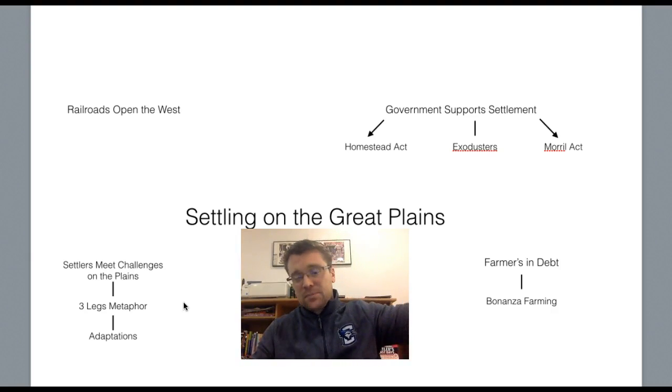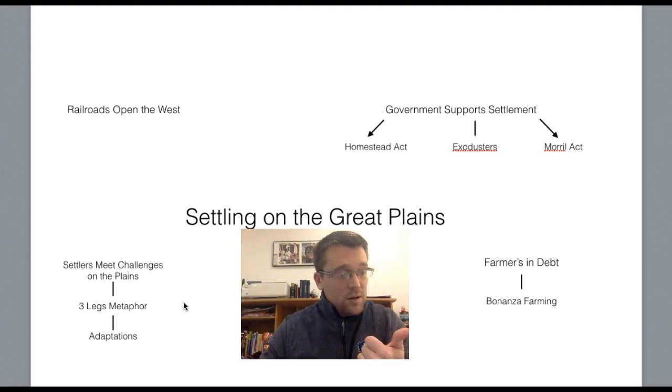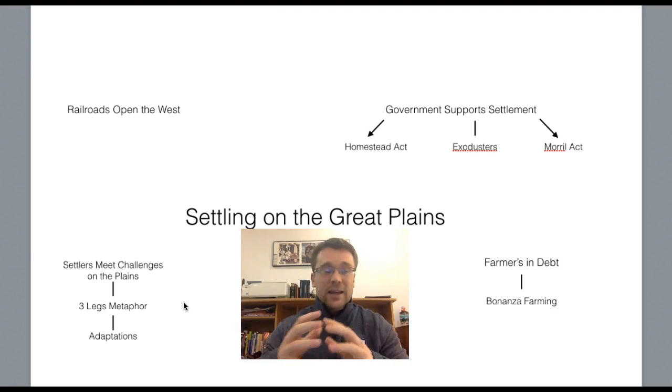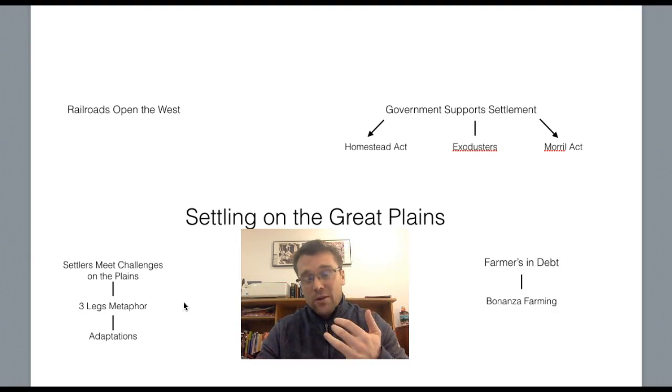Basically, the three legs metaphor is just this idea that east of the Mississippi, society stood on three legs. The one leg was land. The second leg was water. The third leg was timber. Now, if you move to the Great Plains and think about a tripod, if you take a leg off of a tripod, it's going to fall down. And he was basically saying that on the Great Plains, you're going to remove water, and you're going to remove timber. And so society's got to adapt.